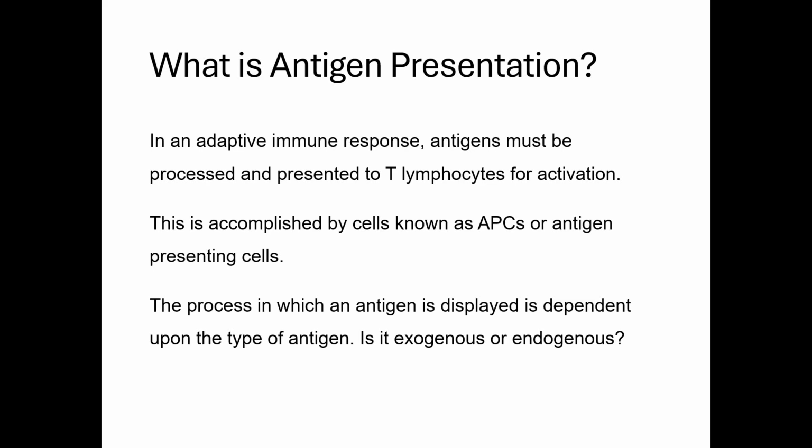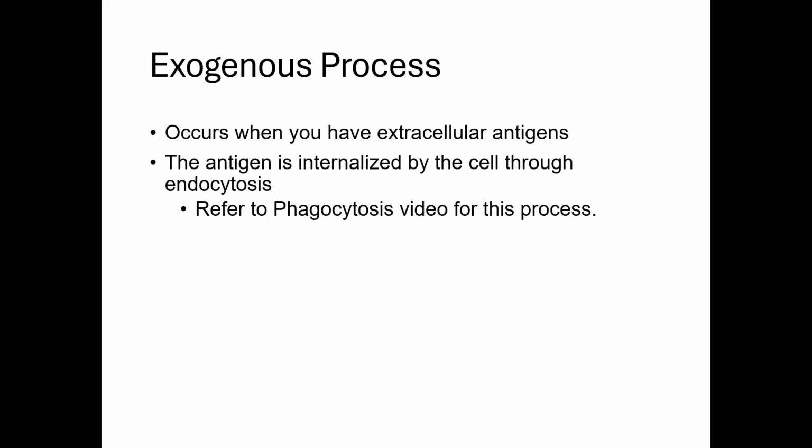Recognize that the process is going to be dependent upon the type of antigen. Is it going to be an external, exogenous antigen, or is it going to be internal or endogenous? So let's look first at the exogenous or external antigens. The antigen is going to be internalized by the cells through a process known as endocytosis, and this is a process that we did in the phagocytosis video as well. So kind of look back to that for more details.